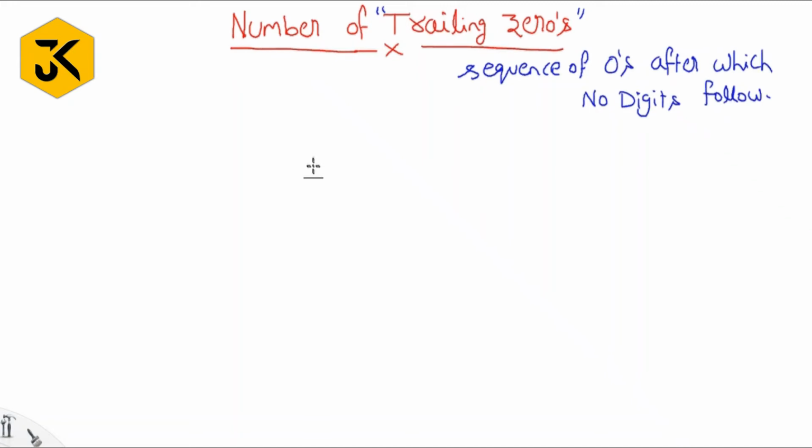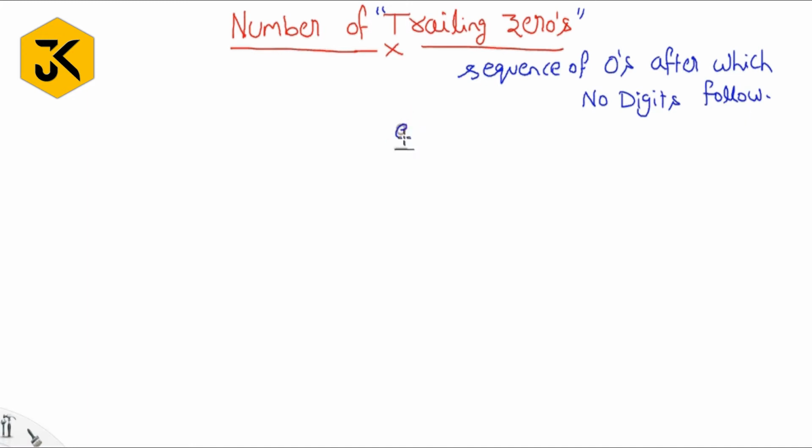Hello guys, welcome back. In this video I am going to show how to find the number of trailing zeros of a given n factorial. Before explaining this concept, let us know what we mean by trailing zeros. Trailing zeros means a sequence of zeros after which no digits follow.